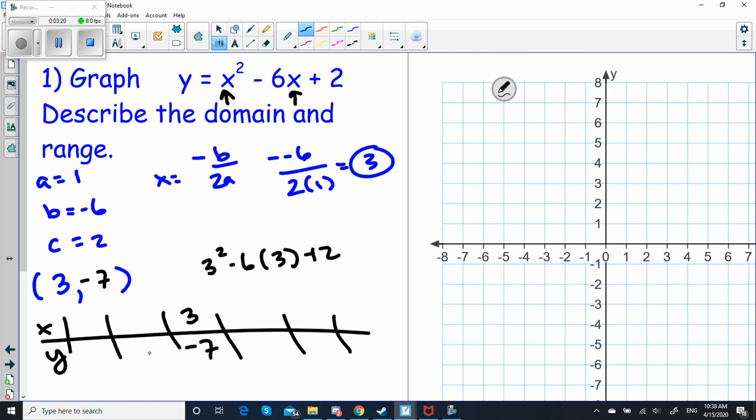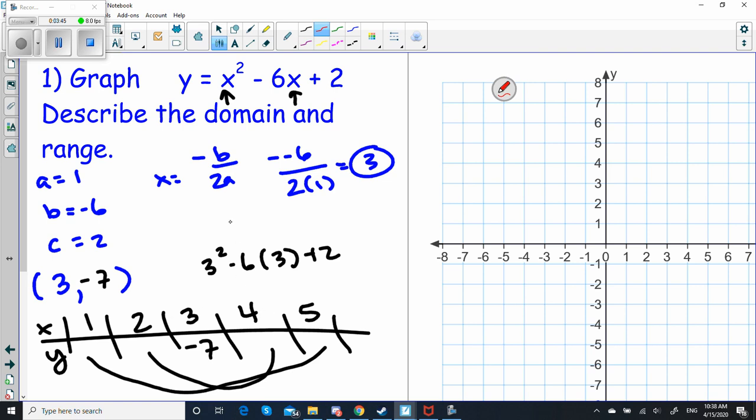And to come up with these symmetrical points for the y, I go up 1 from 3, which is 4, and back 1 from 3, which is 2. These two numbers plugged into this equation will give me the same y. Then I go up another 1 from 4, which is 5, and back another 1 from 2, which is 1. And these two numbers, again, since a parabola is symmetrical, should give me the same y. So let's plug them in.